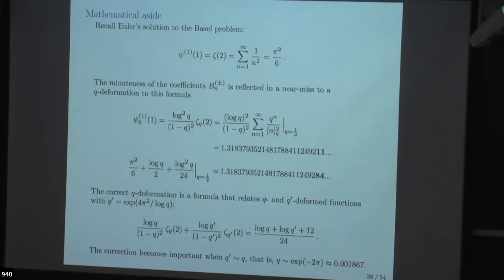The reason you get a discrepancy is that the actual Q deformation of this kind of formula doesn't give you the value at a single value of Q. It's a formula that relates two different values, Q and Q prime, that are related by this formula here. And so this also shows you at what point the correction starts to become noticeable. That's exactly the S-duality transformation. So think about Q as e to the 2 pi i tau, and that's the S-duality transformation, tau to minus 1 over tau.